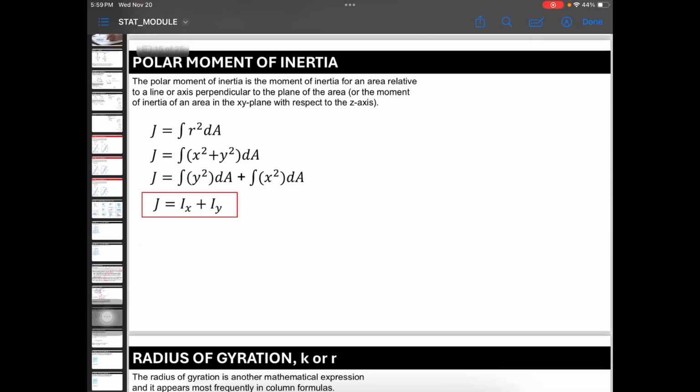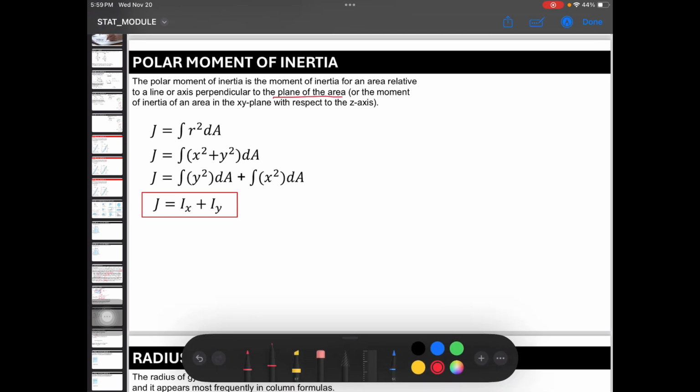So, meron tayong tinatawag na polar moment of inertia. Polar moment of inertia is the moment of inertia for an area relative to the line or axis perpendicular to the plane of the area. Or it is the moment of inertia of an area in the xy plane with respect to the z-axis. Kasi kung xy nga naman ang plane mo, ano pa yung isang axis na perpendicular sa xy plane? And it's si z-axis, di ba?